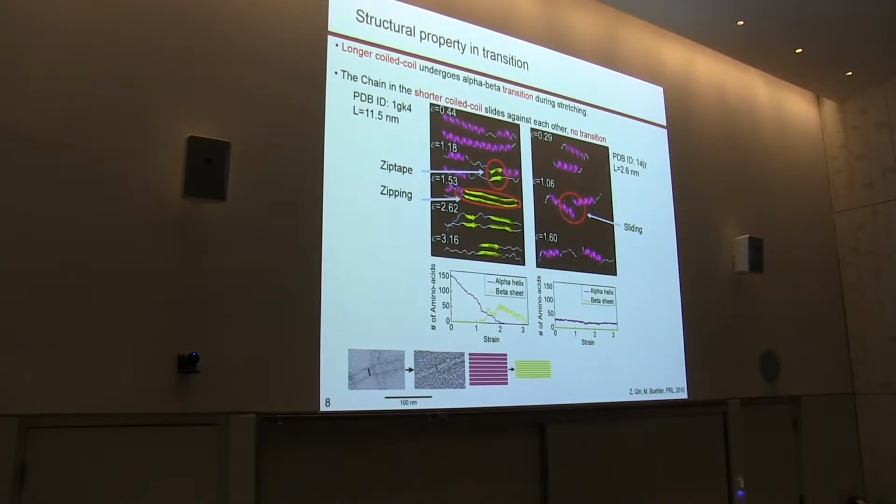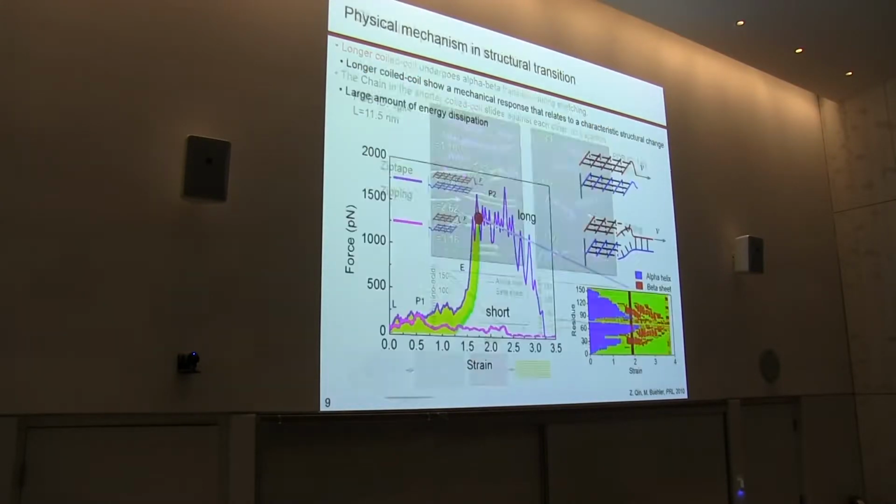But also, we can validate those calculations by comparing to experiments. In experiment, we cannot see the dynamic behavior of the process, but we can compare the structure before stretching and after stretching. We can use X-ray to characterize the secondary structure, so we can indeed see the alpha helix transition into beta sheet in the experiment, and that validates our simulation prediction.